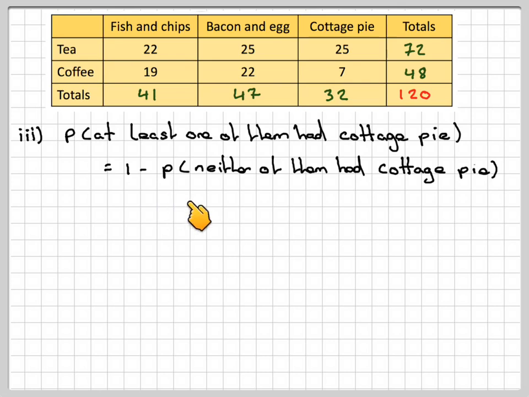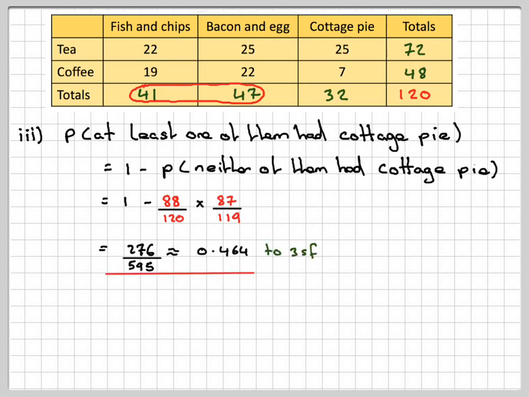But it's easier just to do 1 minus the probability that neither of them had cottage pie, because that will ensure at least one of them has cottage pie. These are the ones that did not have cottage pie, so it's going to be 1 minus 88 out of 120 times 87 out of 119, which gives me 276 out of 595, which is approximately equal to 0.464 to 3 significant figures.